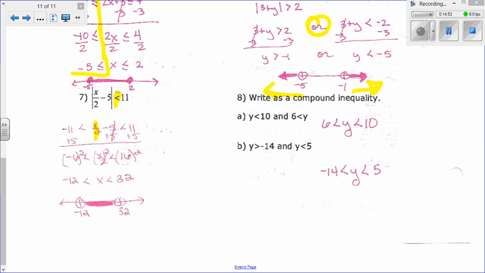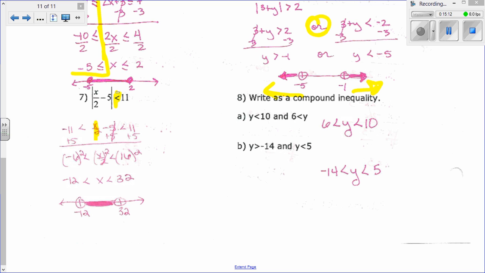Now to get x alone, I need to multiply everything by 2. So I have negative 12 less than x less than 32. And then, because it's less than and not less than or equal to, I have the open circles, and I shade in between because it's a compound inequality.